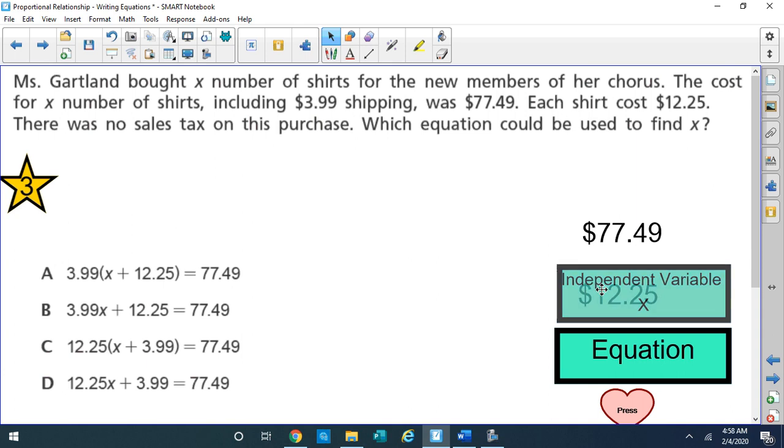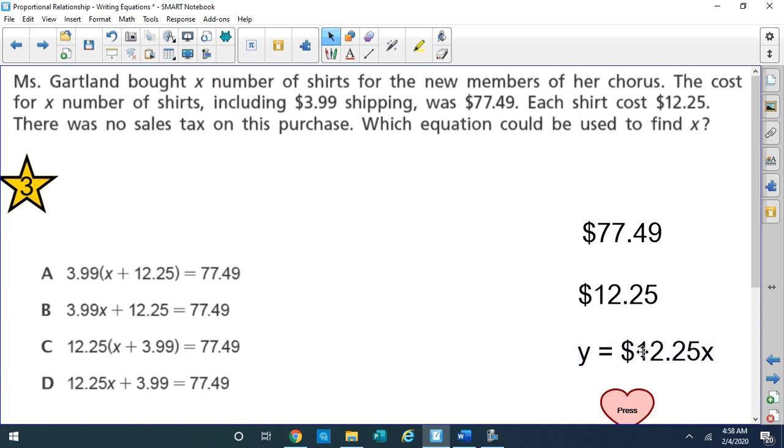So that's our X value. So times the number of shirts. Remember, you would multiply $12.25 times X number of shirts. So our equation would look like Y is equal to 12.25x. And I'm going to go with letter D automatically, because that's $12.25 times the number of shirts, X, that they bought. And it's nice they said the X from the beginning was the number of shirts. So that helped us out tonight writing our equation.